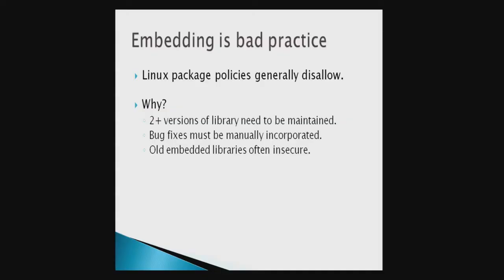It's generally, though, a bad practice to embed a second copy of a library in your source tree. And Linux package policies generally forbid this. Most distributions have policies saying do not embed a copy of a library in your source tree. Use a dynamically linked library instead. The reason that it's bad is that two versions of the library need to be maintained. Instead of just resolving one fix in the system-wide library, now you have to incorporate fixes to every instance of that embedded copy of that library.